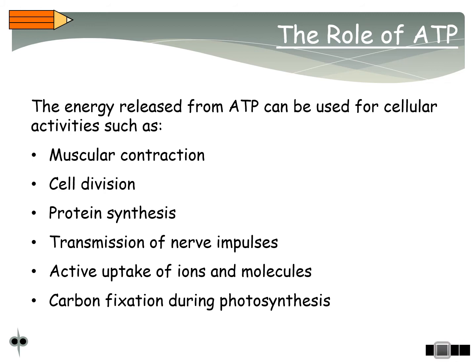So the energy released from breaking that terminal phosphate of ATP can be used for cellular activities such as muscular contraction, cell division, protein synthesis, transmission of nerve impulses, active uptake of ions and molecules, which you know as active transport, and carbon fixation during photosynthesis. So if you get asked what can ATP be used for, you would say one of these.